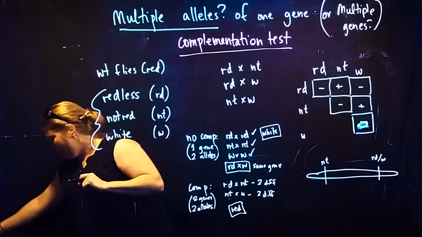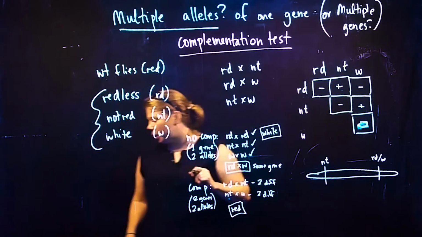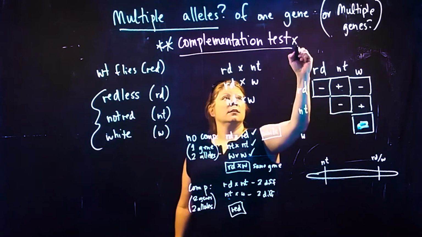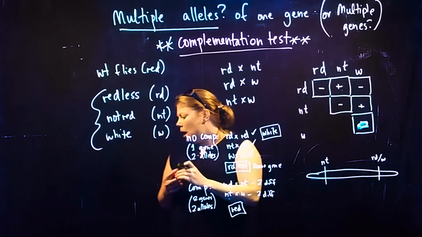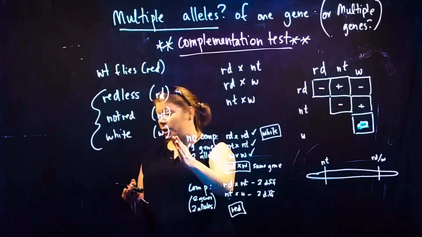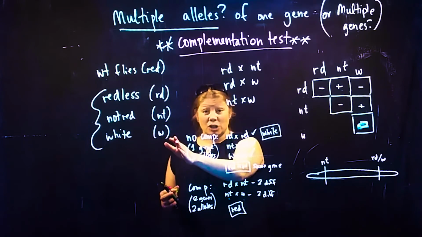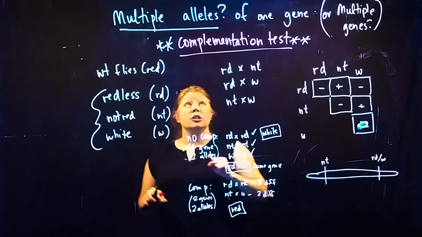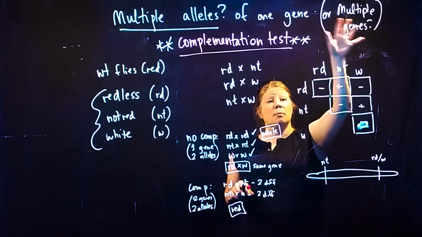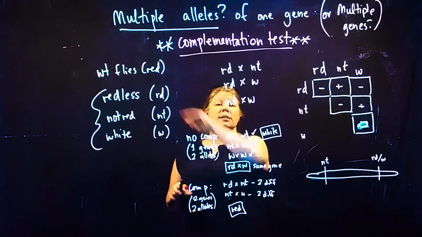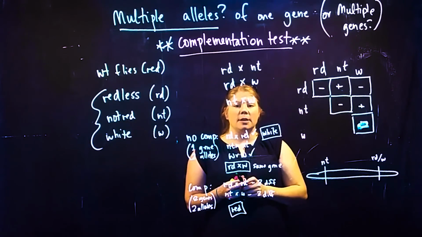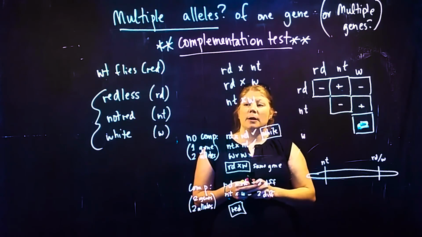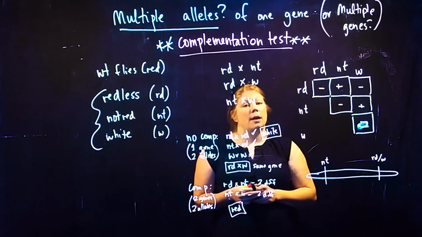So, as a take-home message here, complementation testing, our favorite, lets us tell whether two or more mutations are in the same gene or whether they're in separate genes. Are these mutations multiple alleles of one gene, or are they representing multiple genes affecting a single phenotype? I hope this helps you to understand a little bit more about complementation testing, and we'll be doing some practice problems about complementation testing in class and on your homework.